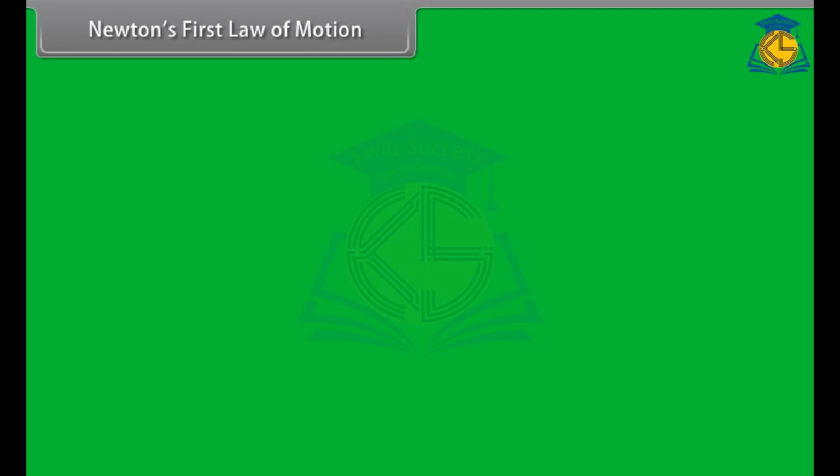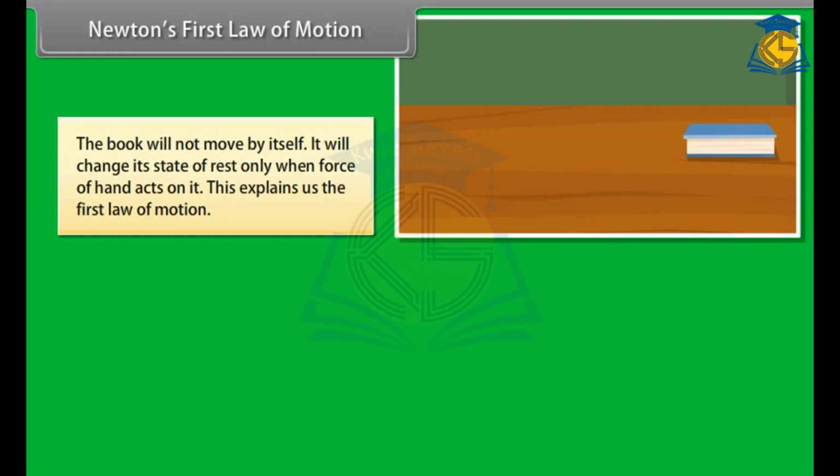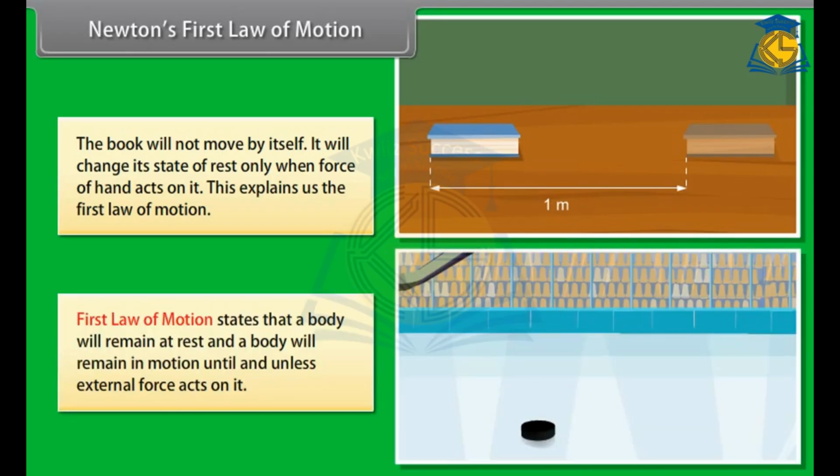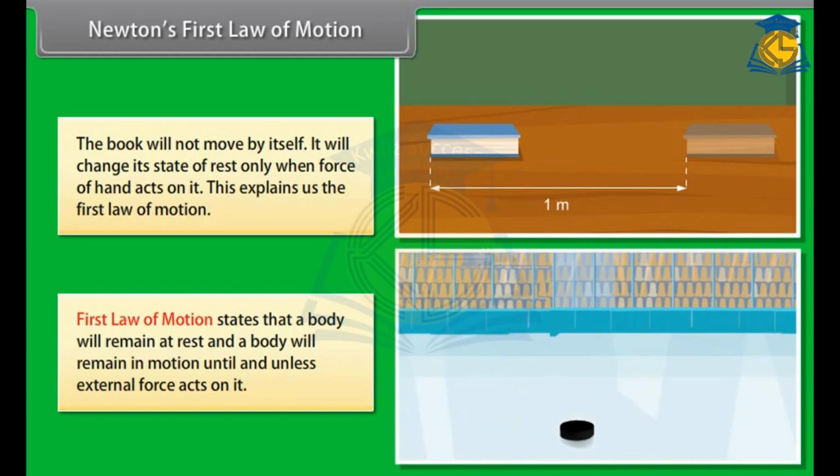Newton's first law of motion. The book will not move by itself. It will change its state of rest only when force of hand acts on it. This explains the first law of motion. The first law of motion states that a body will remain at rest and a body will remain in motion until and unless an external force acts on it.